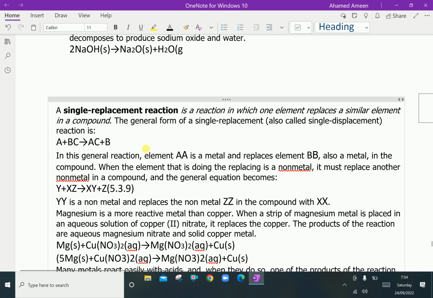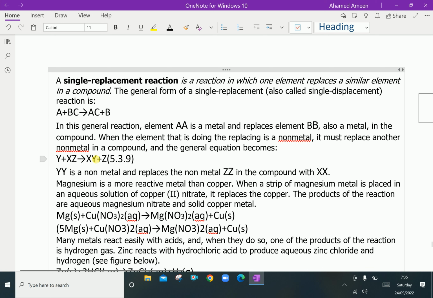Okay. Now, next, single replacement reaction. It is a reaction in which one element replaces a similar element in a compound. The general form of a single replacement, also called a single displacement reaction, is A is a substance and BC is another compound. Both combine and one substance is replaced: C is replaced, and it gives AC plus B as a product. In this general reaction, element A is a metal and replaces the element B, also a metal, in the compound. When the element that is doing the replacing is a non-metal, it must replace another non-metal in a compound. In general, you can write Y plus XZ gives XY plus Z, where X is replaced and Z is separated.